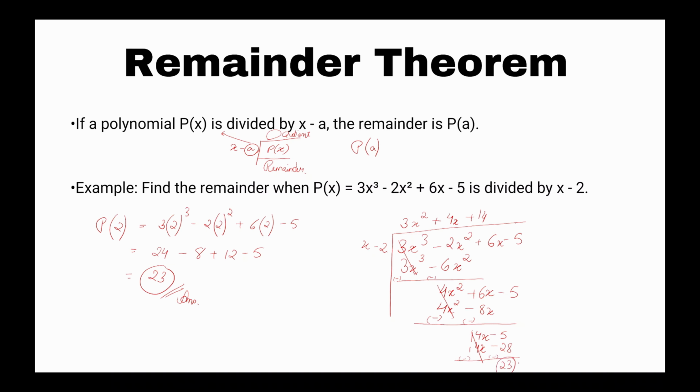So this is one way of finding the remainder. Either you do the entire division and then find out your remainder, or you can simply directly substitute your a value into the equation and find out your remainder.